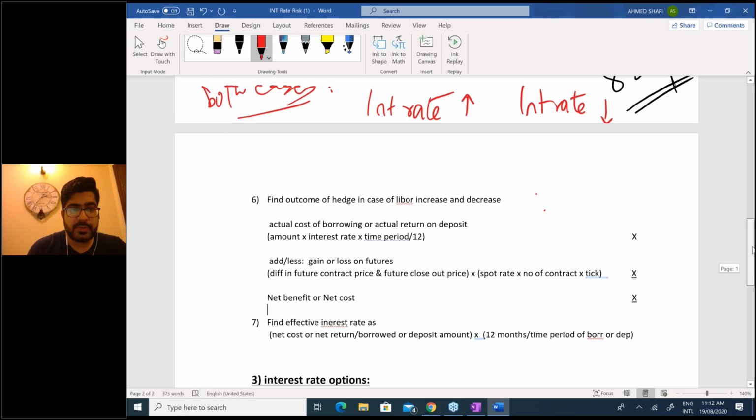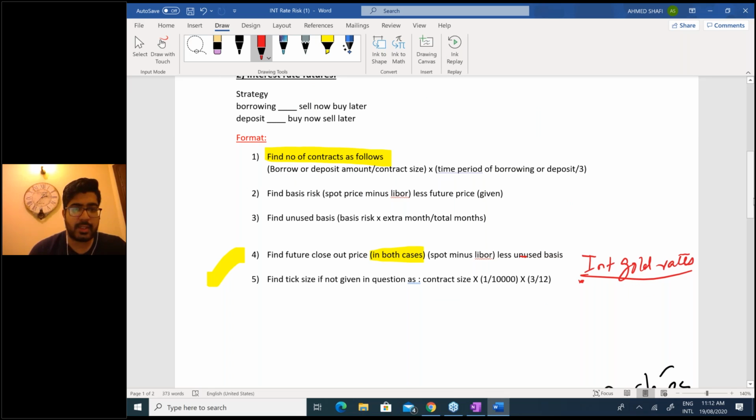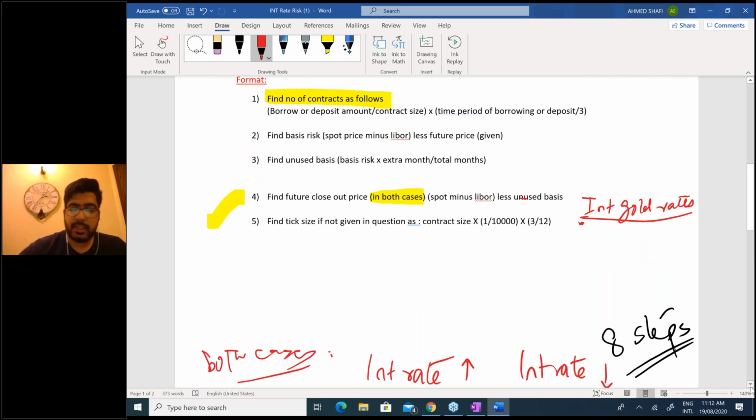Okay, so in interest rate futures, the strategy in borrowing is sell now, buy later, and in deposit, it's buy now, sell later. So we have to show 7 steps. The first step is the number of contracts, how many contracts you need to take: borrowed or deposit amount over contract size into time period of borrowing or deposit over 3. Then you need to find basis risk: spot minus LIBOR less the futures price, which will be given. Then you need to find unused basis: the basis risk into extra months over total months.